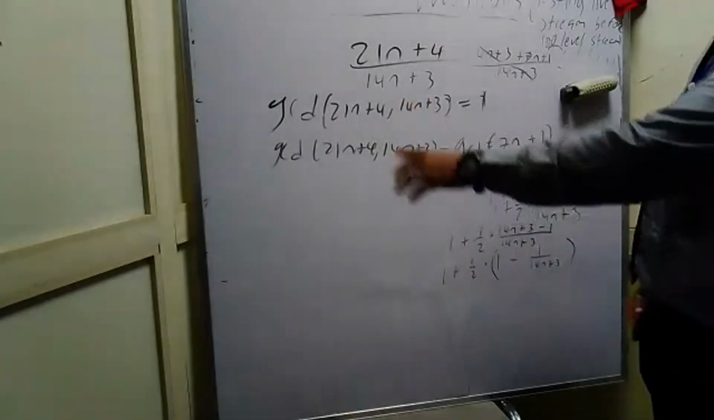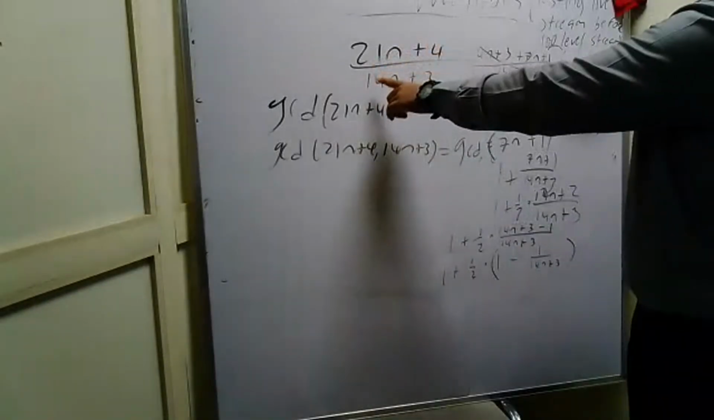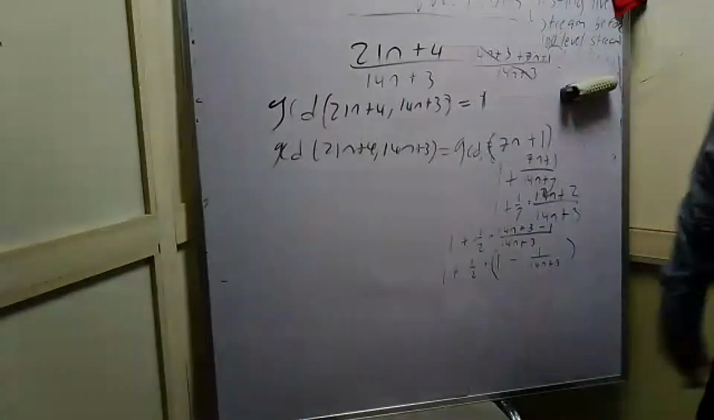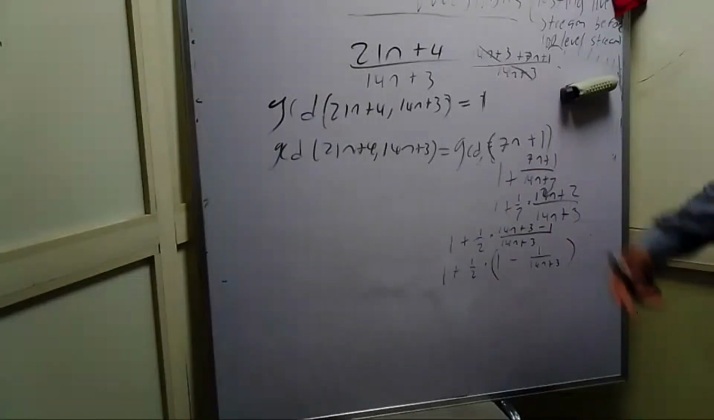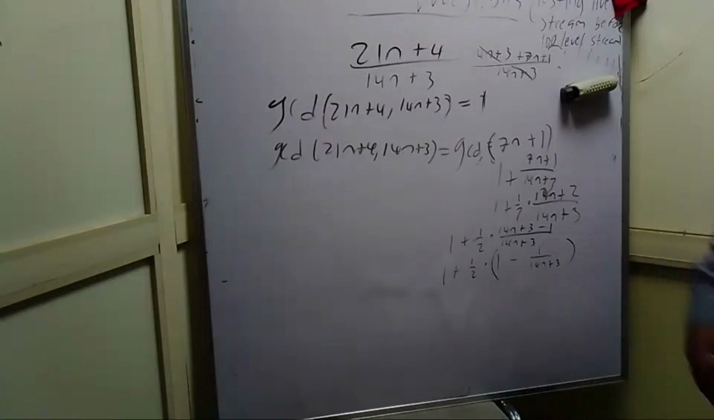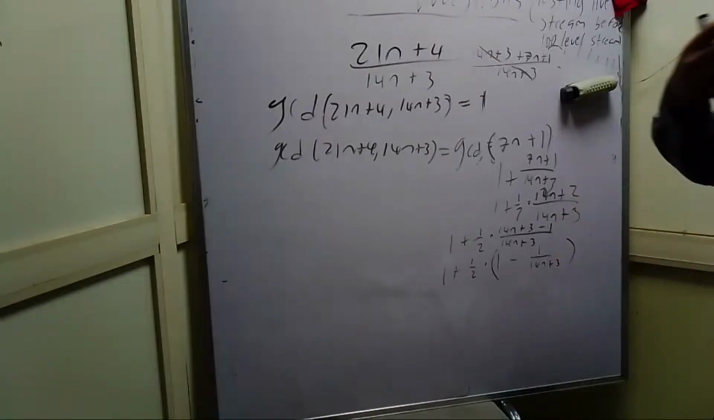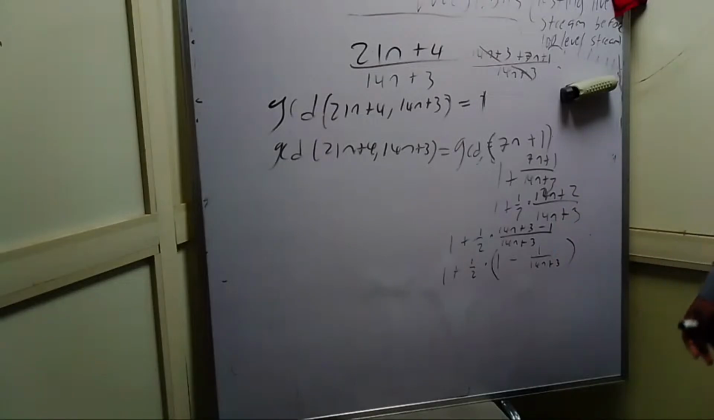So this other number, 21n plus 4 over 14n plus 3, is going to be in its lowest term. Let's now put in n equals 1. You have 14 plus 3, which is 17. 1 divided by 17 is already in lowest term. Put n equals 2 there, you have 28 plus 3, that's 31. 1 over 31 is in its lowest term.